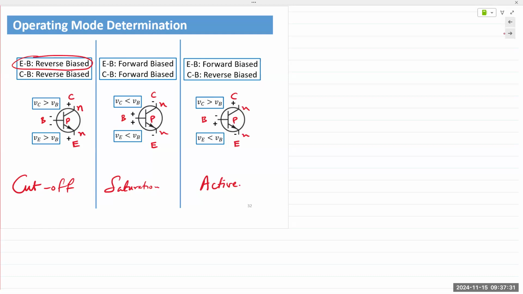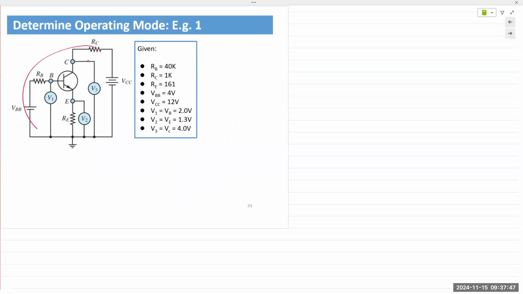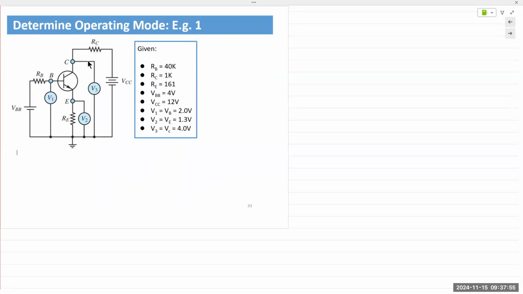Now, if it's forward bias, then we have two options. We can test for either saturation or active. Okay, so let's look at an example. We are given a BJT, 3 resistors, 2 voltage supplies. All the values are given to us. We don't need to determine anything except the region of operation.